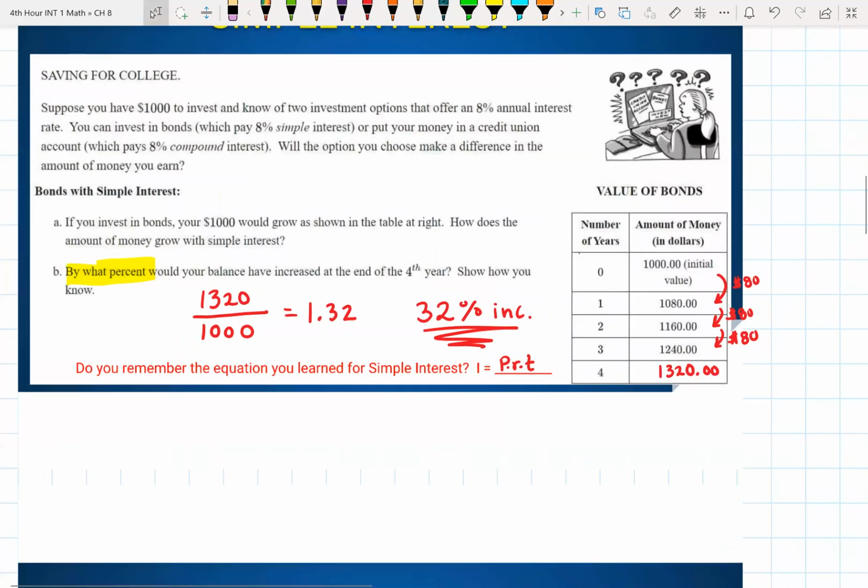So that gives us a quick glimpse at simple interest, adding by the same amount, but also a sneak peek at, hey, remember, we could also grow money by multiplying. Let's take a look at that.